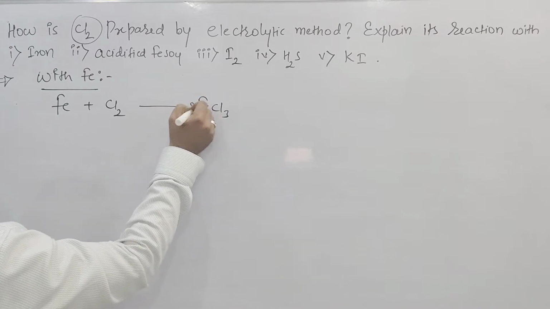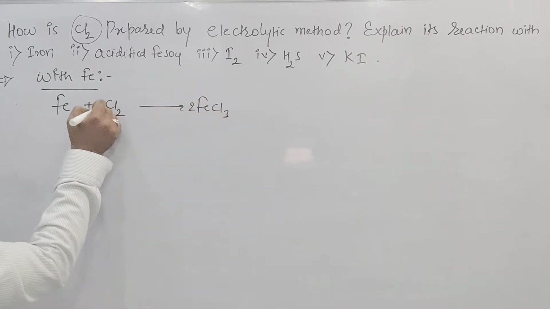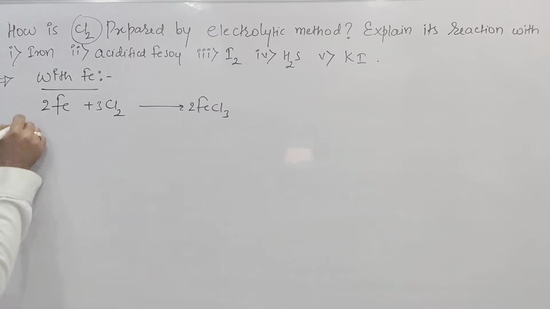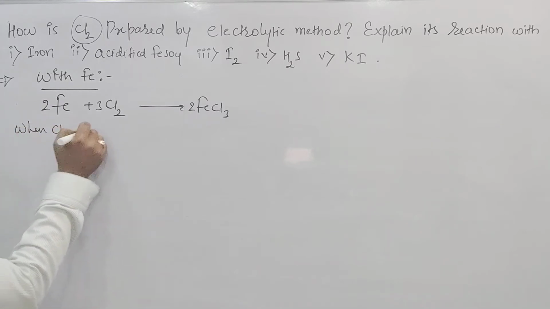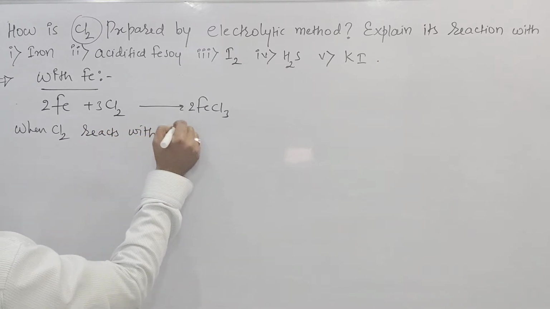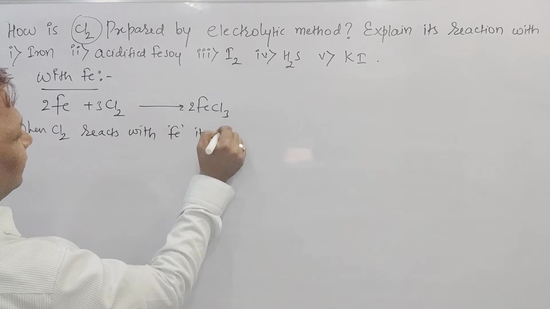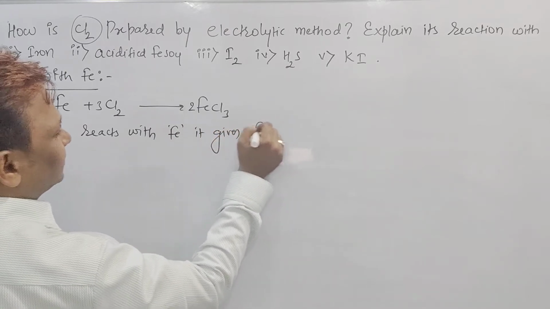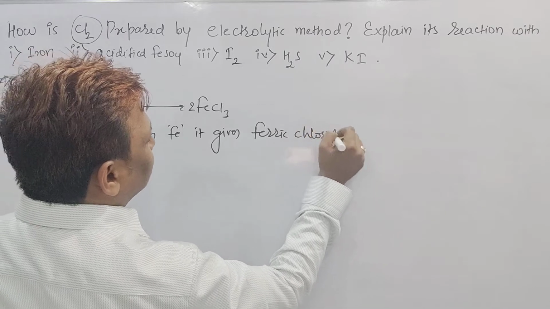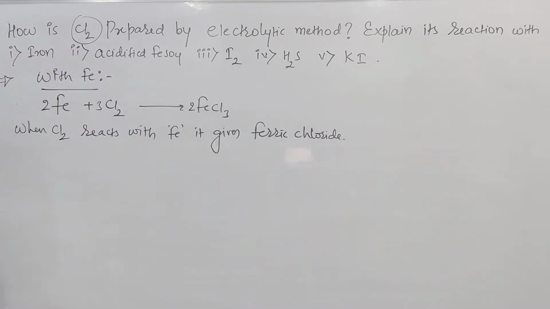But 3 means make it 2, it becomes 6, make it 3. Iron becomes 2. So what we got: when Cl2 reacts with iron, that is Fe, it gives ferric chloride. You should write the name. For writing the name and the reaction, we'll get the marks here. It gives ferric chloride, that is FeCl3.